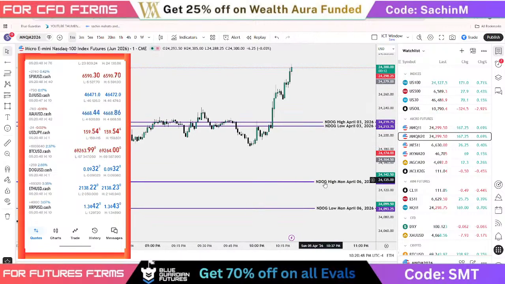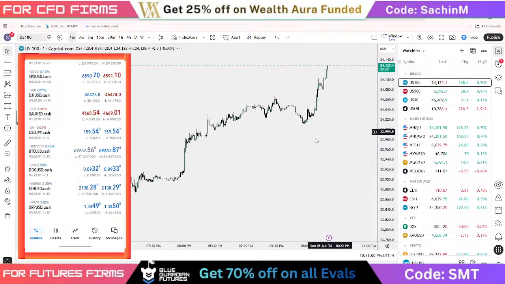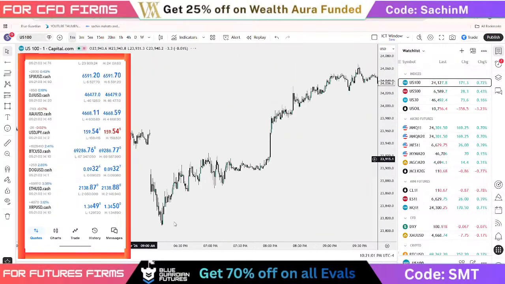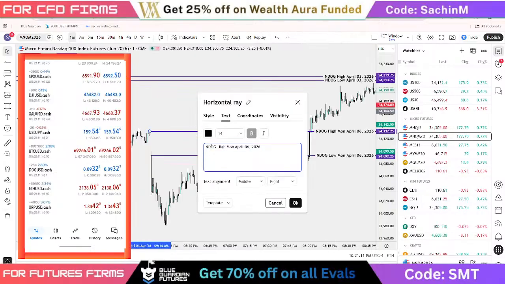So here is our grab on price, or black hole of the price, just the same on US 100. Wait a minute, first of all, this was not an NDOG, this was an NVOG. This is NVOG, the new week opening price.